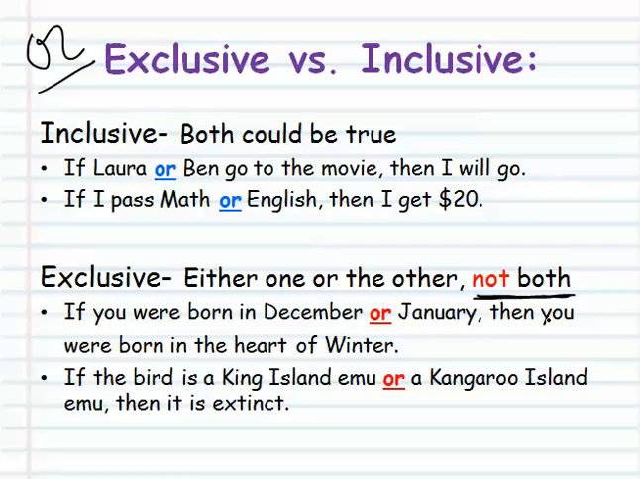An example of that would be if you were born in December or January, then you were born in the heart of winter. Now notice, you cannot be born in 2 different months. You either are born in December or you're born in January, but not both. The other statement, if the bird is a King Island emu or a Kangaroo Island emu, then it is extinct. Okay? So the bird could be one or the other, but it cannot be both. So again, inclusive means that both could be true. Exclusive means either one or the other, but not both.